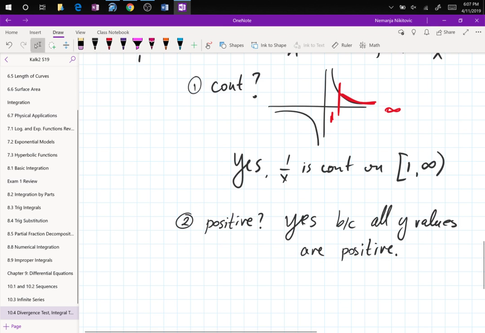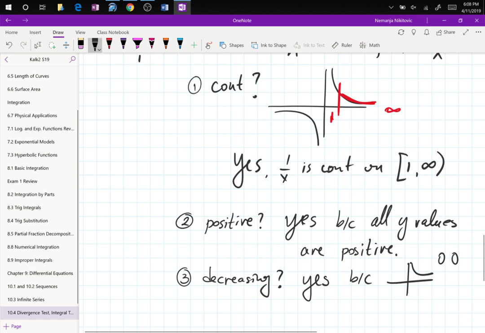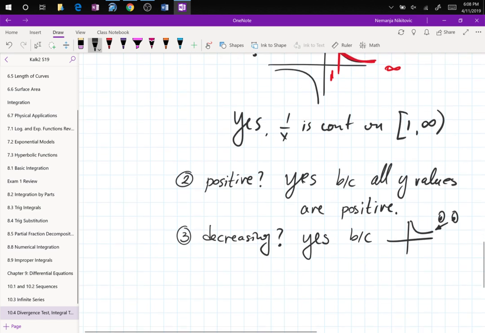And finally, decreasing. Is it decreasing? Well, you use your eyes again, look at it and say yes. It's going down. As you go to the right, it's going down. So yes, because there you go. But there is a much better way to do this, and that is the first derivative.